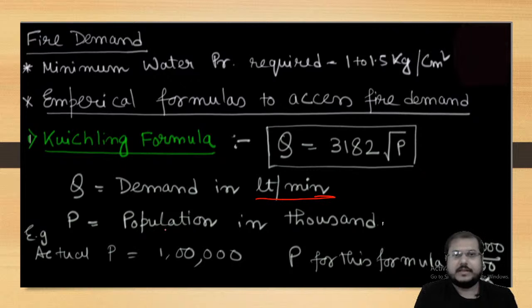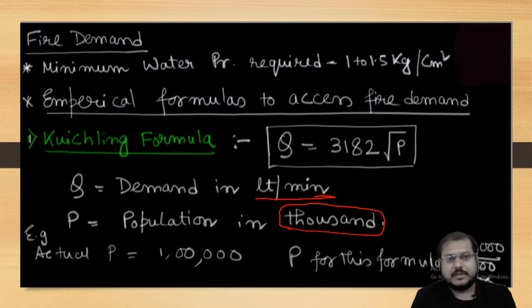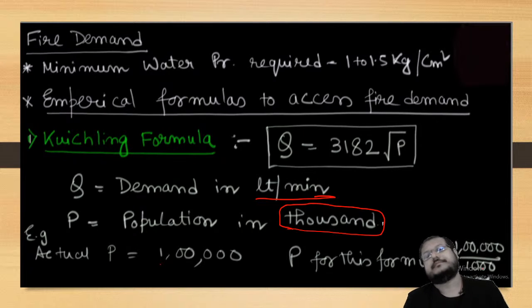P is the population in thousand. As an example, if the actual population is 1 lakh, the population in thousand for this formula will be the actual population divided by thousand. You will get the value as 100, which is the population in thousand value. So that is the first formula, the most basic formula to find out the fire demand.